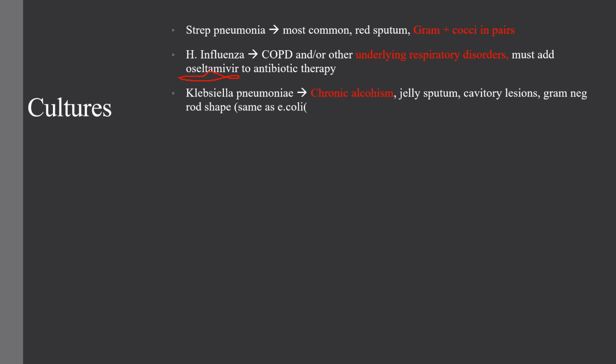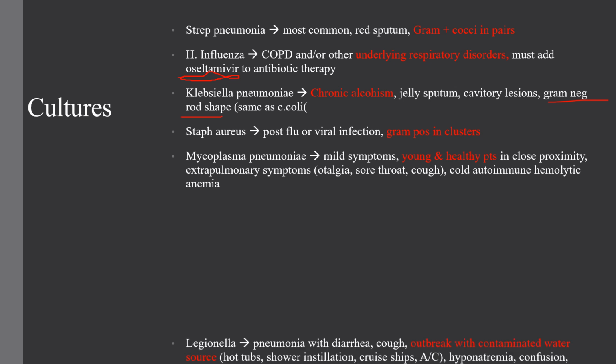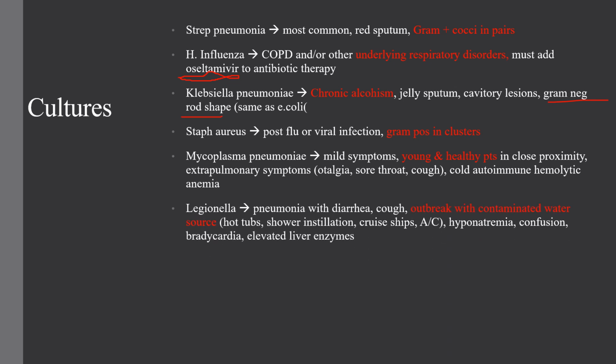Klebsiella usually comes from chronic alcoholism. It also has the same shape as E. coli, so it's got that rod gram-negative shape. Staph aureus is gram-positive, but it's in clusters. And mycoplasma pneumonia usually occurs more in young and healthy patients. And you're also going to get the extrapulmonary symptoms because, as we said, it is an atypical.